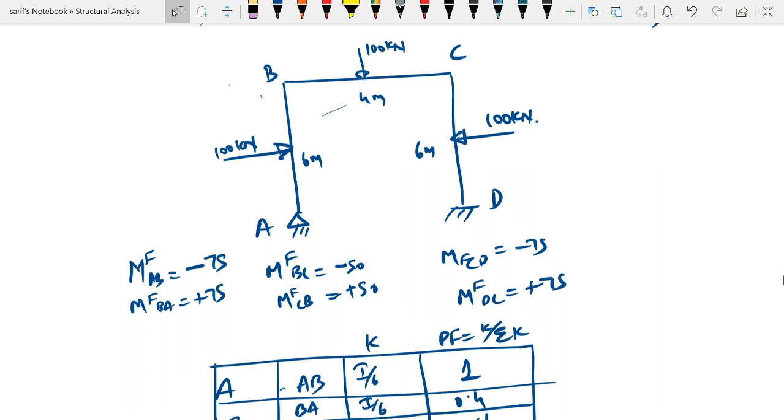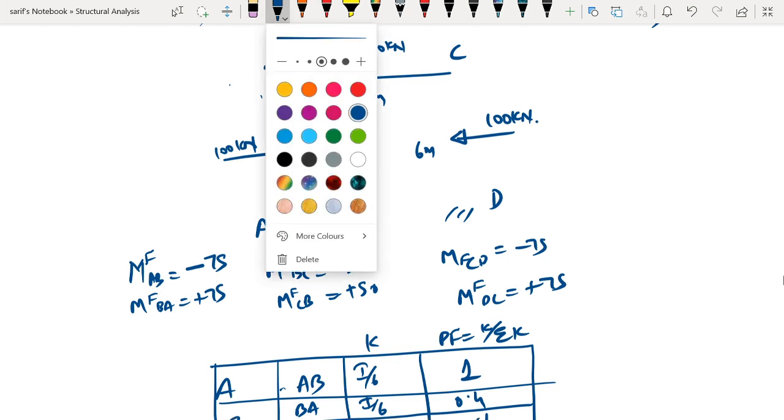Dear students, welcome to another lecture on structural analysis. We are going to continue with analysis of continuous beams and portal frames using moment distribution method. So in this example, we again have a portal frame, and A is hinged and D is fixed. The loadings that we are having.